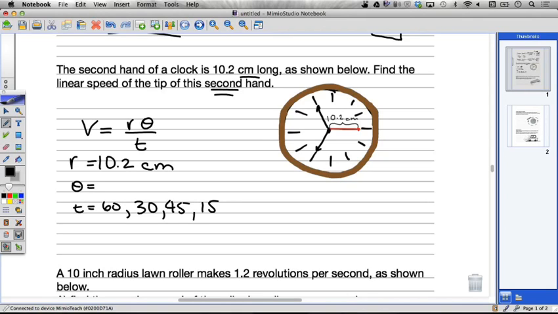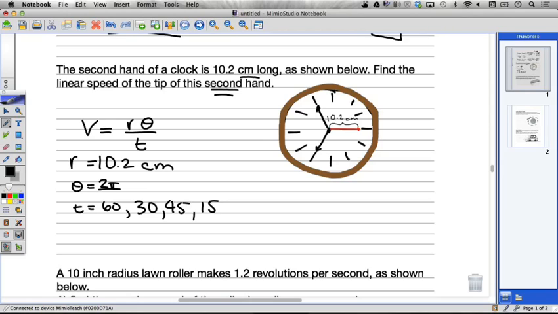Let's go ahead and pick the appropriate theta that would match with these time frames. What about 60? Nope. What's the rule for theta? What does theta have to be in? So what would 60 be? 2 pi. How far does the second hand travel after 60 seconds? All the way around. 2 pi.